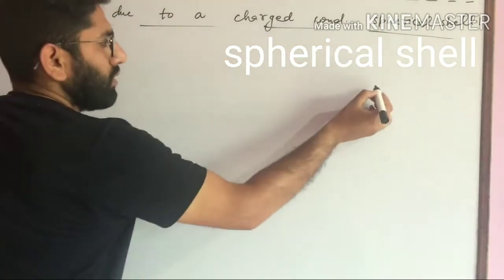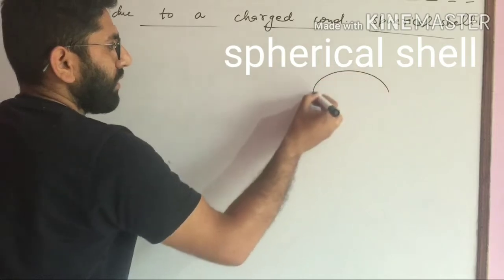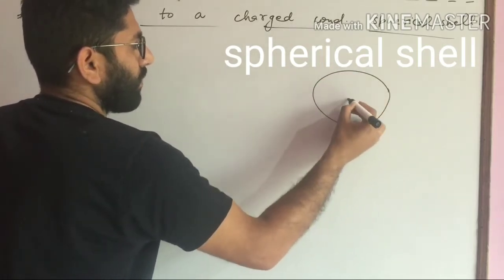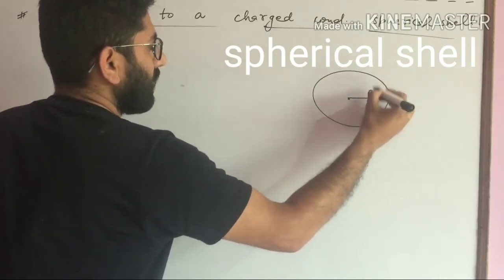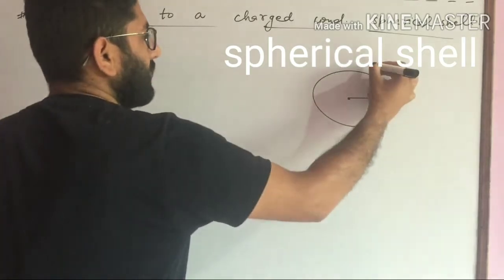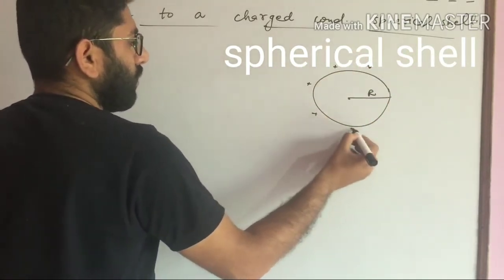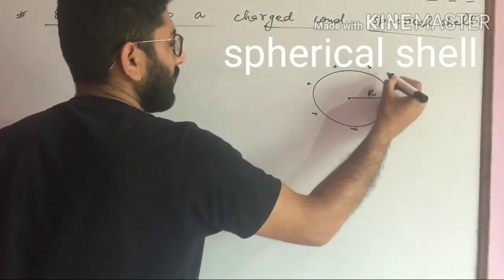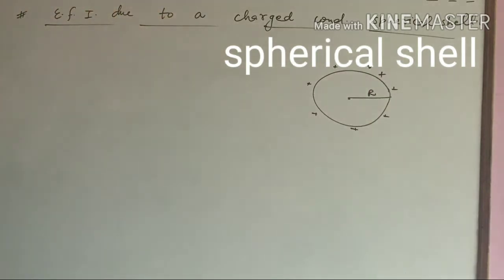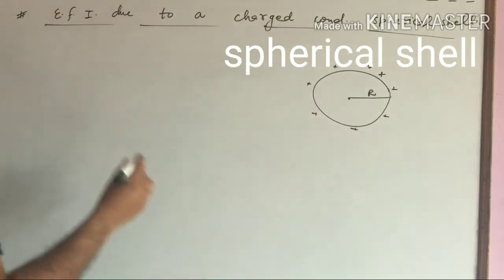So let us suppose this is the spherical shell having radius r, and the net charge on this spherical shell is q. Suppose it is positively charged. So again we will be following the same steps.